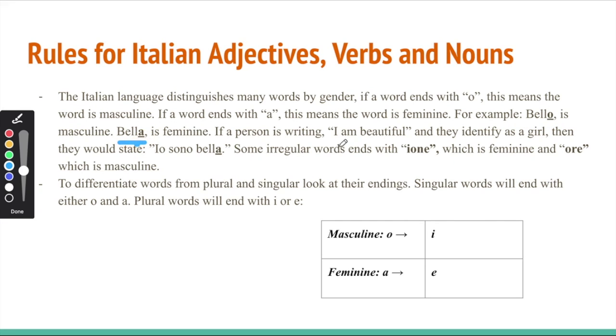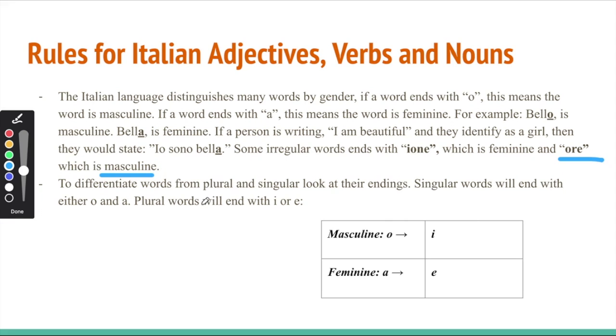Let's say a person is writing, I am beautiful, and let's say they identify as a girl. Then they would state, io sono bella, which means I am beautiful. Some irregular words, which aren't regular words, end with -ione, which is feminine, and -ore, which is masculine.